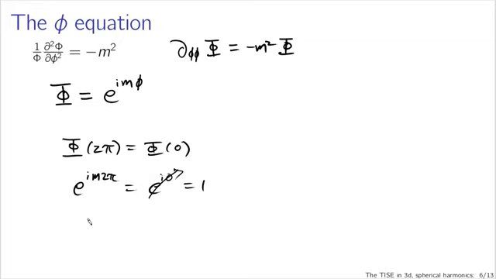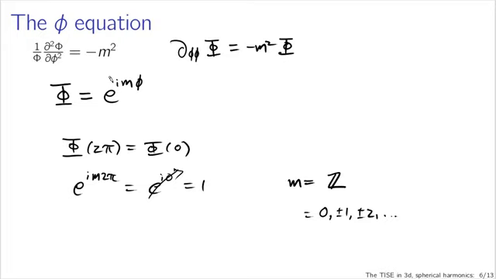You know what the behavior of e to the i m phi is. It's a complex number rotating around as phi increases. And if I'm going to have it get back to where it started in a complete revolution, m here has to be an integer. So if m is going to be an integer, for instance either 0 or plus or minus 1 or plus or minus 2, etc., I will end up with a valid solution for my phi part here.